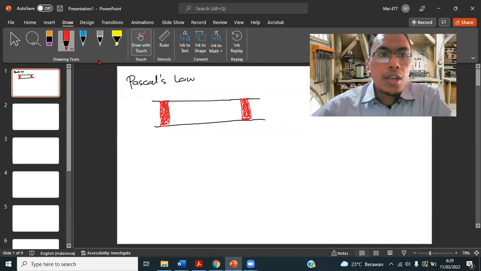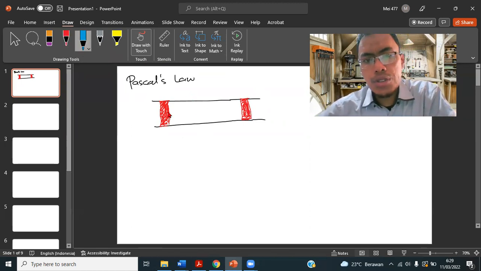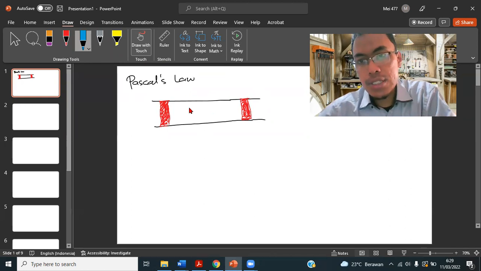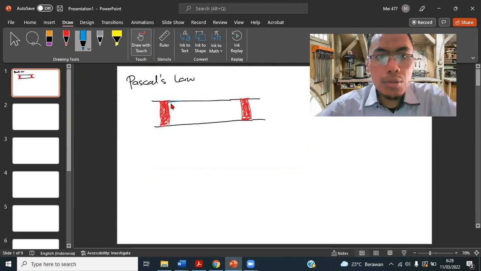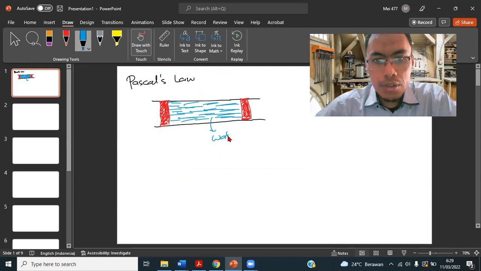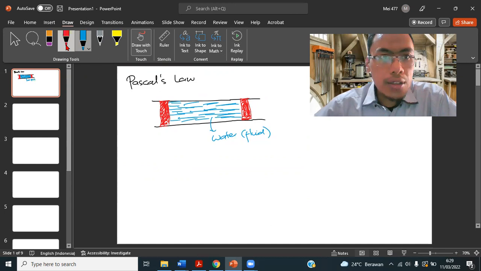Okay, and then inside these two seals, ya, jadi di antara these two seals, ya, I put fluid, let's say water, ya. Jadi misalnya di bagian sini saya beri fluida berupa air, ya. Okay, so let's say this one is water, ya. So this is water, which is fluid, and then this one is seal, ya.